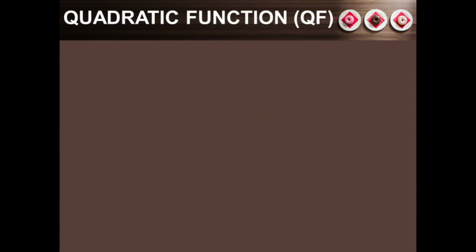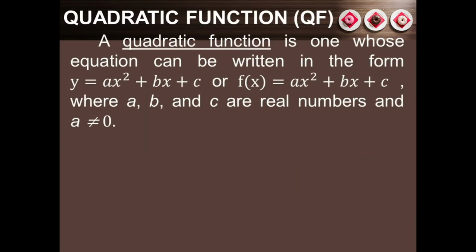Let's start. A quadratic function or QF is one whose equation can be written in the form y is equal to ax squared plus bx plus c, or f of x is equal to ax squared plus bx plus c, where a, b, and c are real numbers and a is not equal to 0. Just like in a quadratic equation, our a must not be equal to 0. Otherwise, if a is equal to 0, we do not have a quadratic function. Rather, we are going to have a linear function.